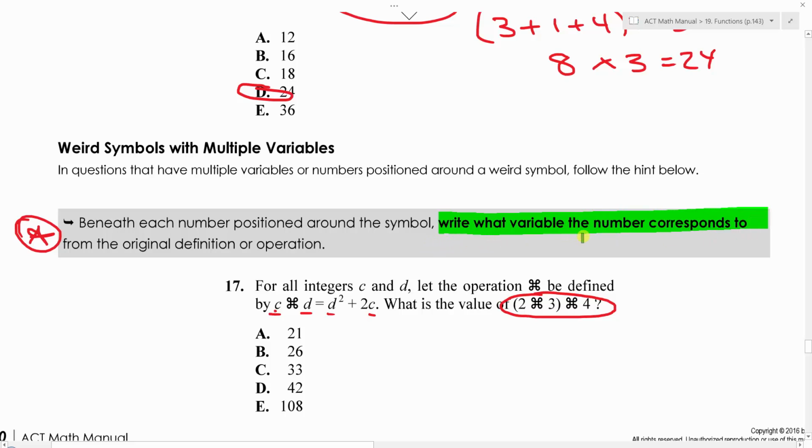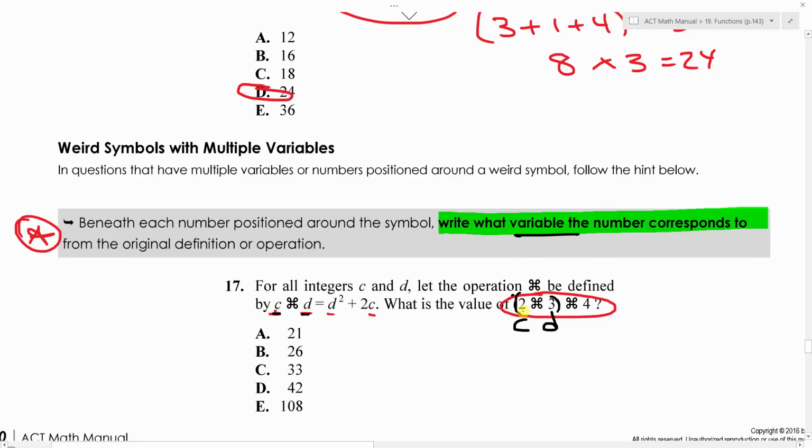Write what variable the number corresponds to. So how does that apply here? The way it applies is this 2 is a c value, and this 3 is a d value. Remember, the thing to the left was a c, the thing to the right was a d. So this 2 is a c, and this 3 is a d. I'm not going to worry about this 4 yet, because I need to do the thing in parentheses first. But that's what I mean by writing the variable that the number corresponds to.